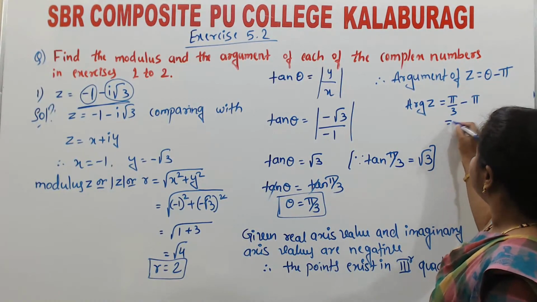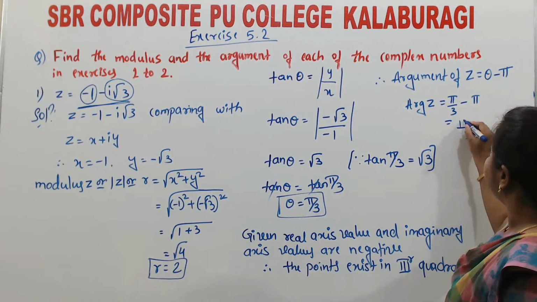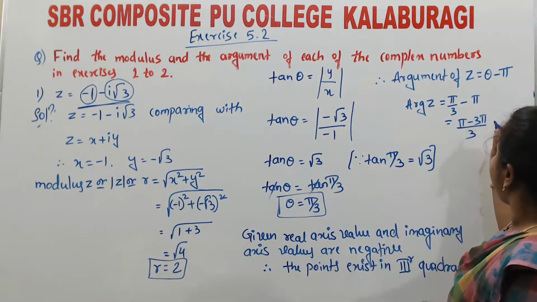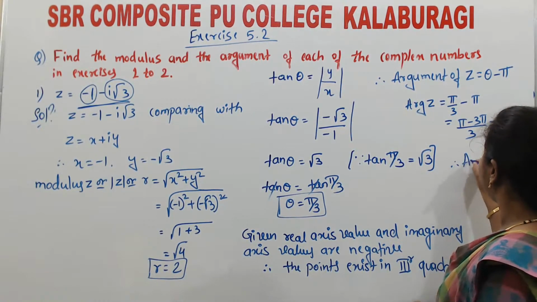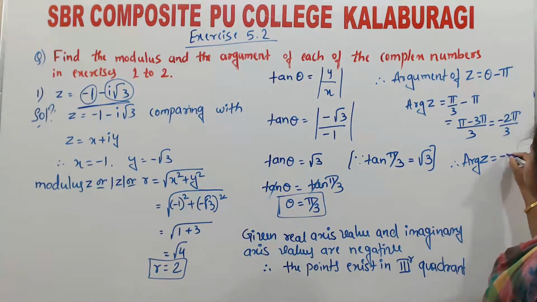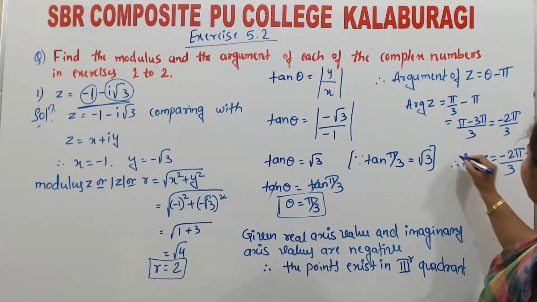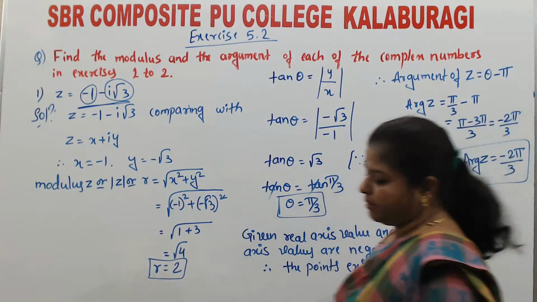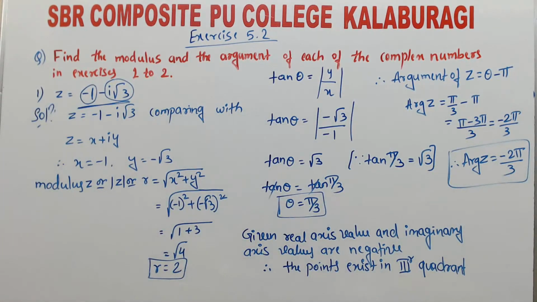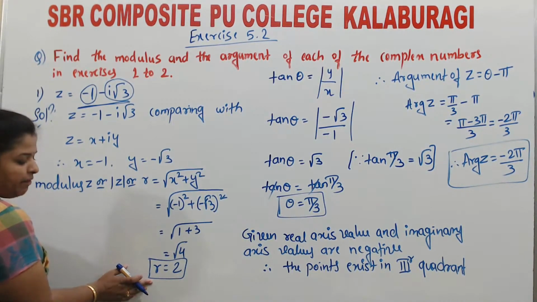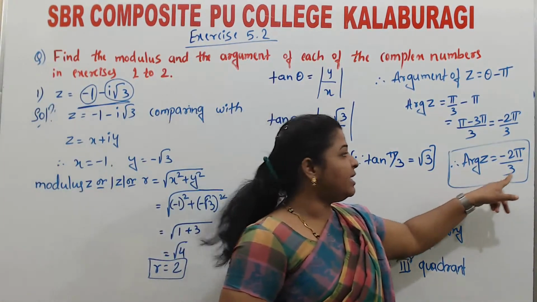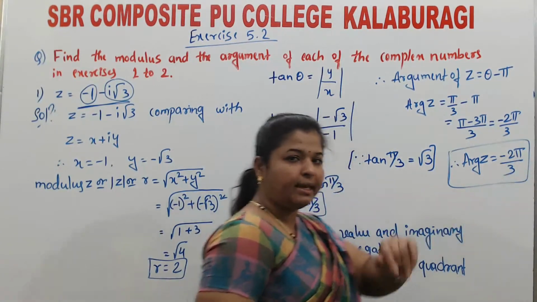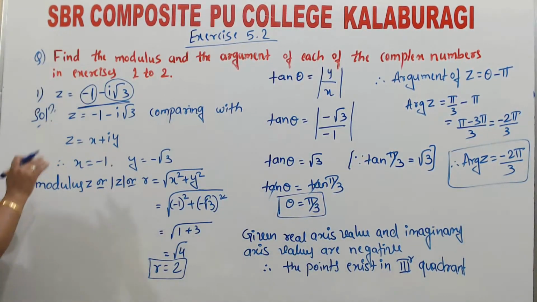Then argument of z is equal to, 3 is our LCM term, right? Then pi minus 3 pi by 3, which is equal to minus 2 pi by 3. Therefore argument of z is equal to minus 2 pi by 3. Is it right? Modulus of the given complex number is r equal to 2. Then argument of the complex number is minus 2 pi by 3. Is it clear?